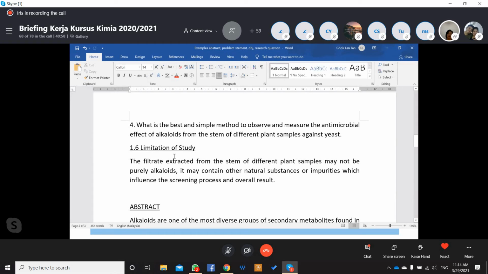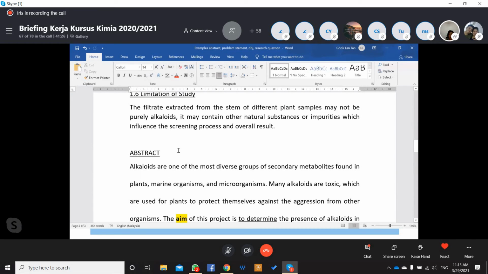So for example, the filtrate extracted from the stem of different plant samples may not be purely alkaloid because they don't have the way to purify it. You see, they just extract, maybe with other impurities. So that one they cannot control. So it may contain other natural substances or impurities which may also influence the screening process and the overall result. So these are examples given.